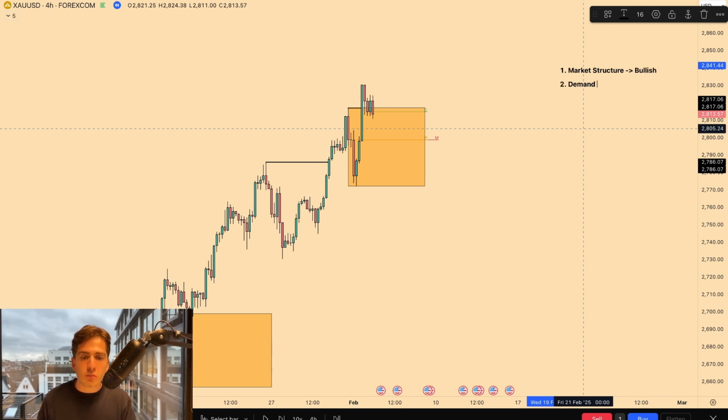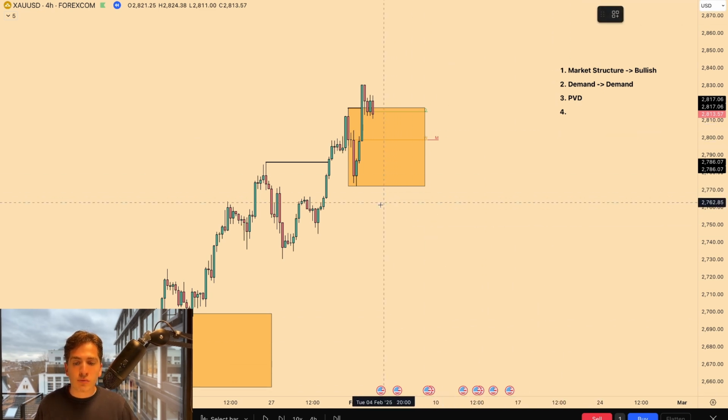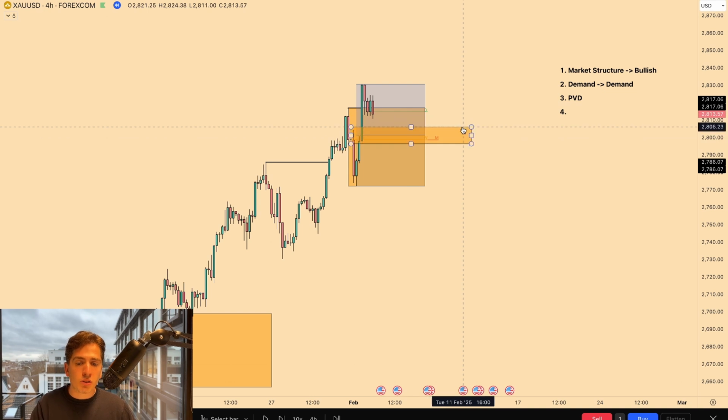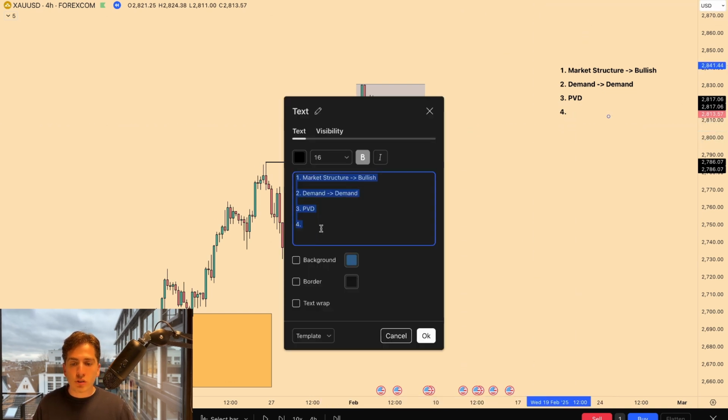If we look at demand, we have demand in control. And if we look at confluence number 3 and confluence point number 4, we want to look at something called, 1, the PVD. So we look at the premium versus discount of the overall range that is currently in control. So this here is my range, where we have pretty much the 0.5 fib here, which you at least want to see a retracement towards. And then we have number 4, which is called liquidity.